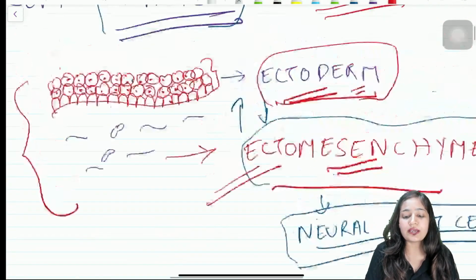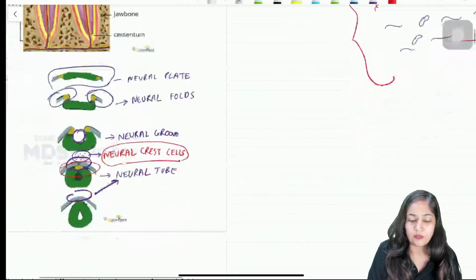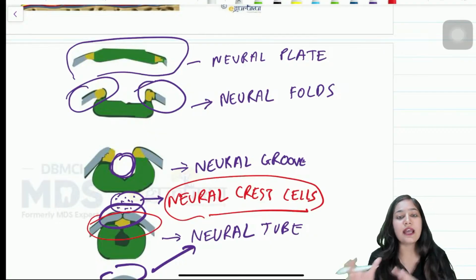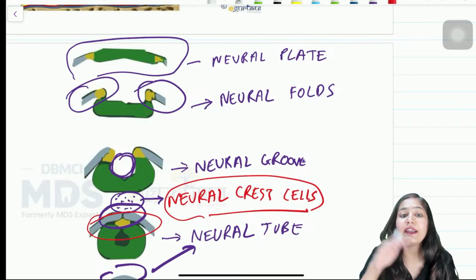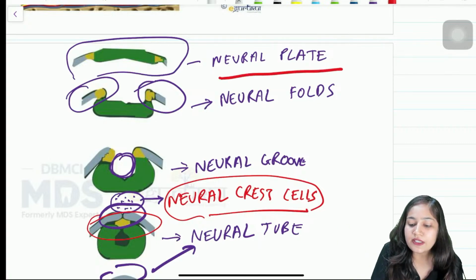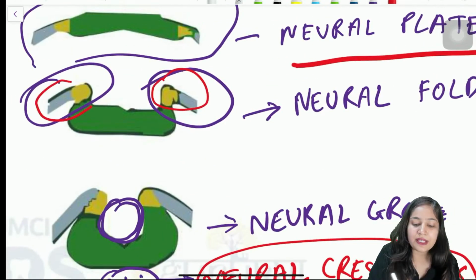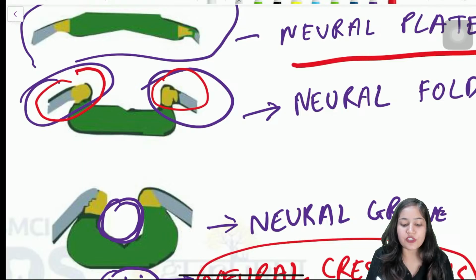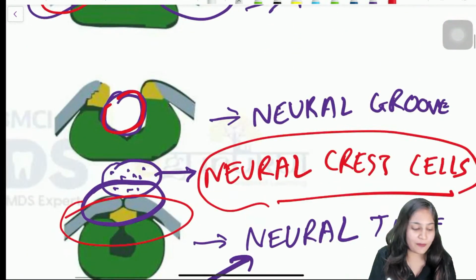Okay, Gayatri, neural crest cells. I think someone has doubt in neural crest cells, right? We have already discussed this. This is just for your information. So what are neural crest cells and how are they formed? Basically, there is a thickening at the head end of the embryo, which is known as the neural plate. This plate has raised margins, which are folds. These folds have a midline depression, which is the groove. Above that, the folds will fuse together, leading to the formation of a tube.